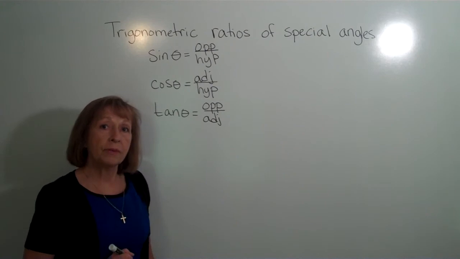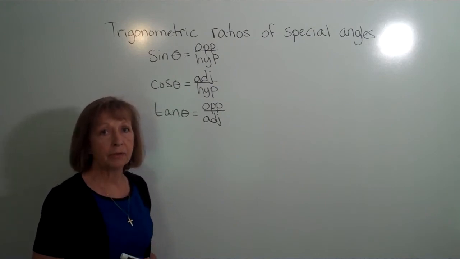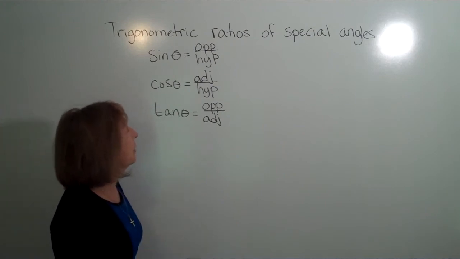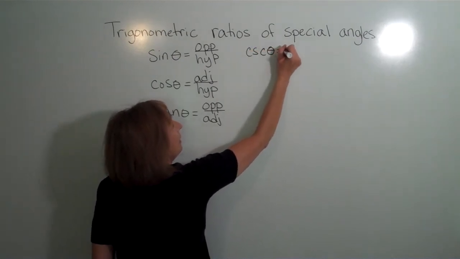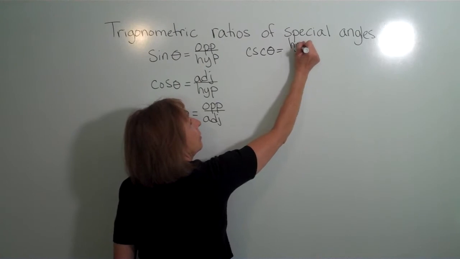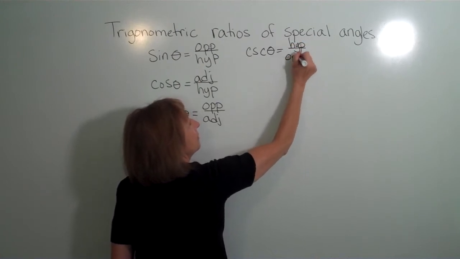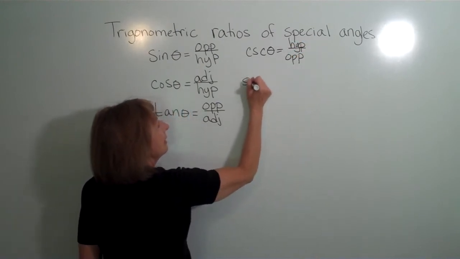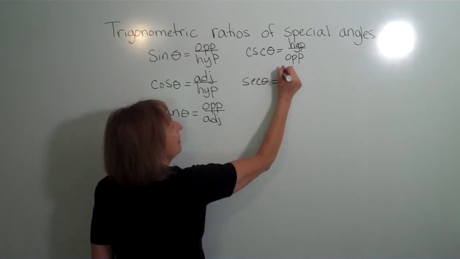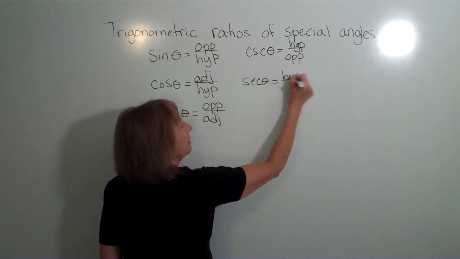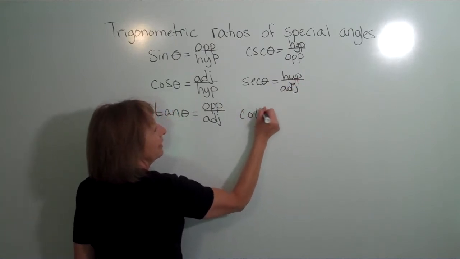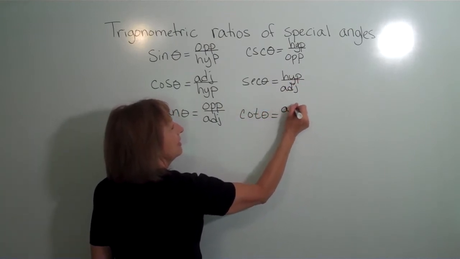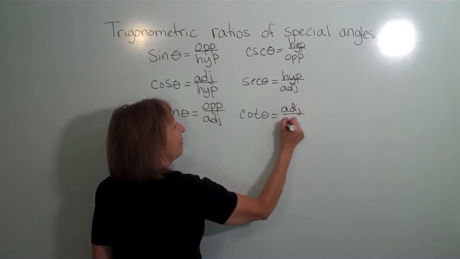And then our other three trig functions are reciprocals of these. The cosecant of theta is hypotenuse over the opposite. Secant of theta is the hypotenuse divided by the adjacent side. And the cotangent of theta is the adjacent side divided by the opposite side.